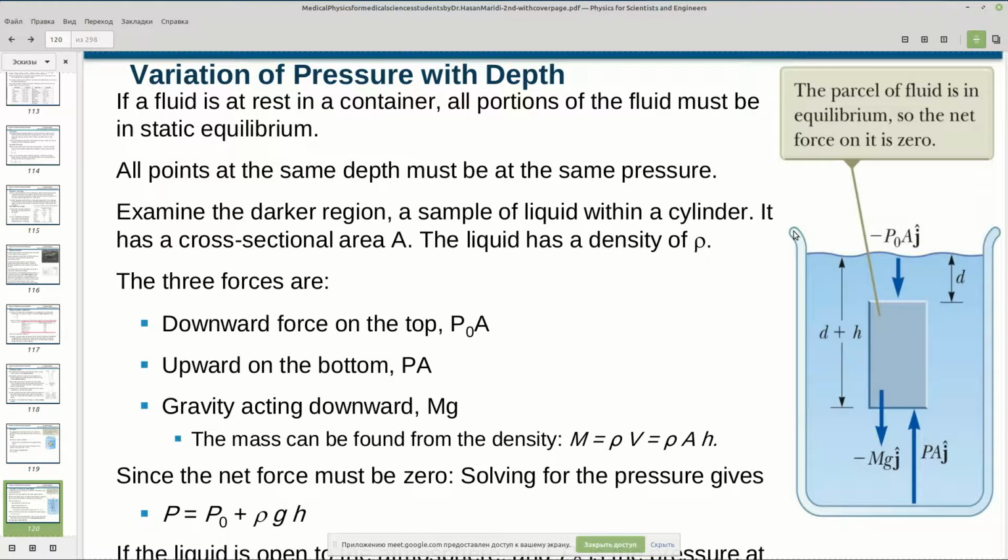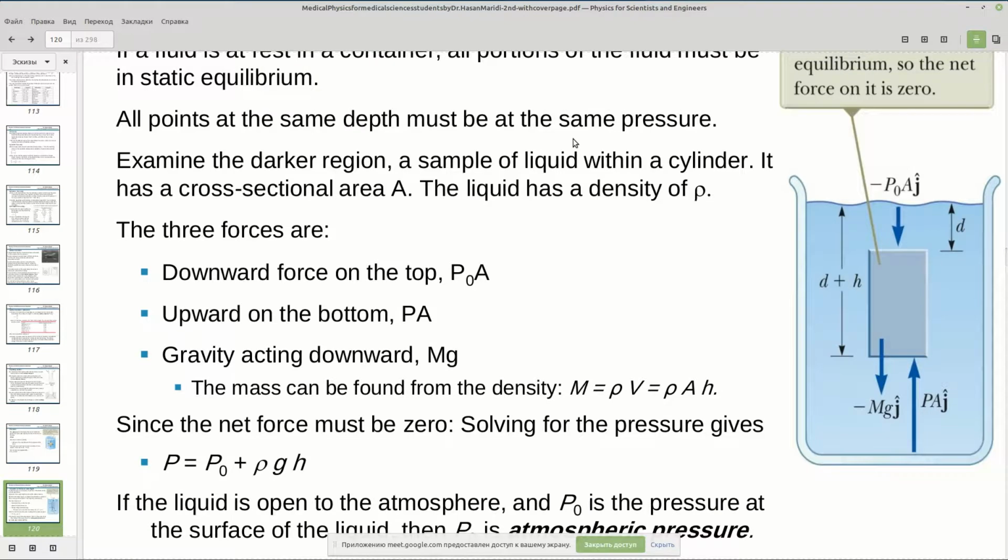You could also say the resulting force, because force has an additive value, so you can add them. If the fluid is at rest in a container, all portions of the fluid must be in static equilibrium. All points at the same depth must be at the same pressure. Examining the darker region, a sample of liquid within a cylinder, it has a cross-sectional area A. The liquid has a density rho.